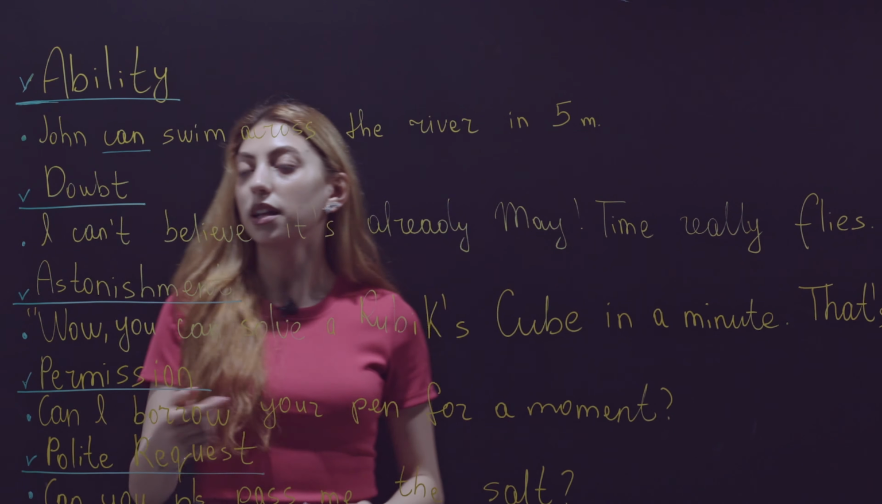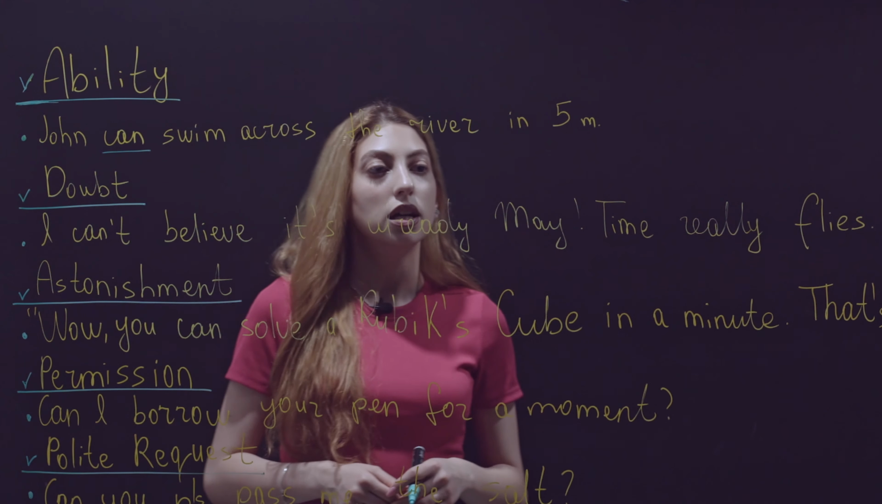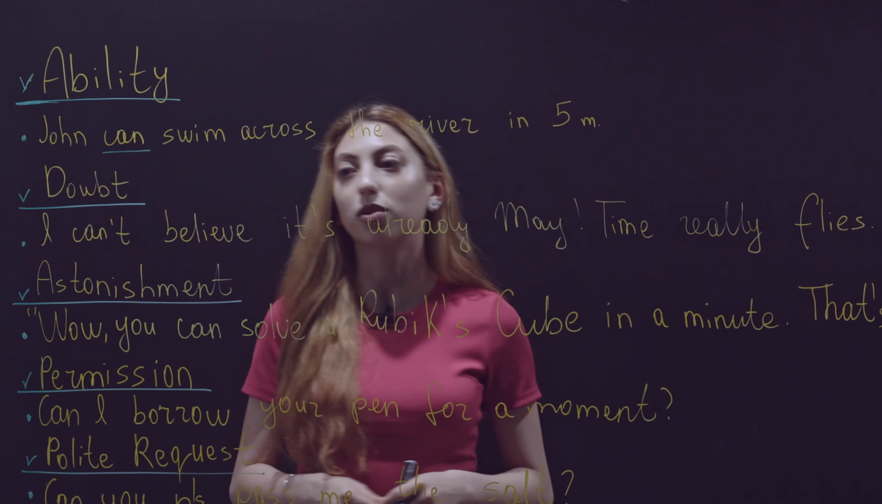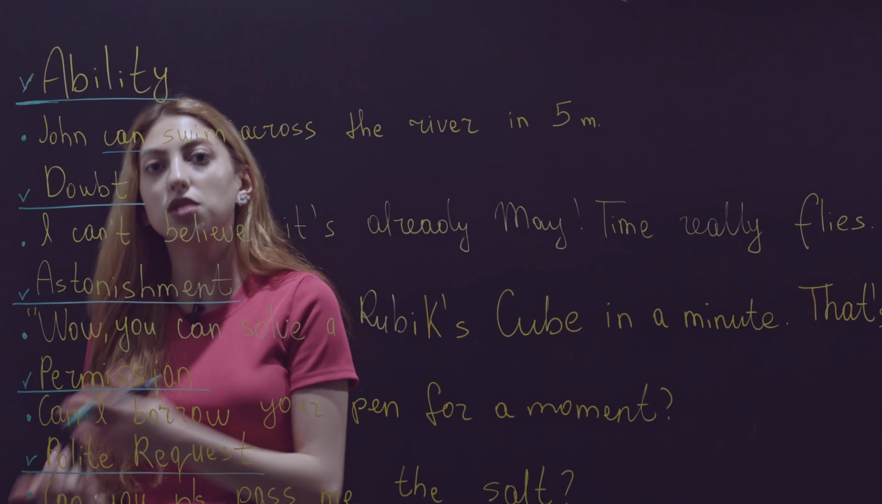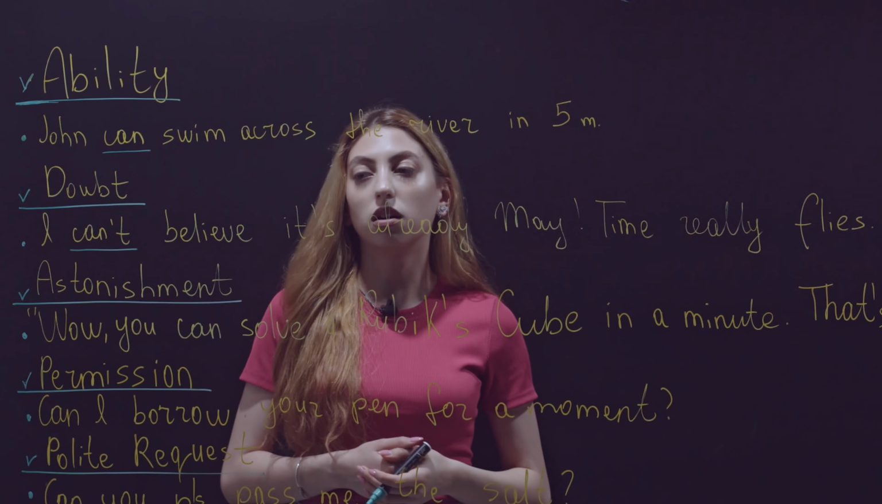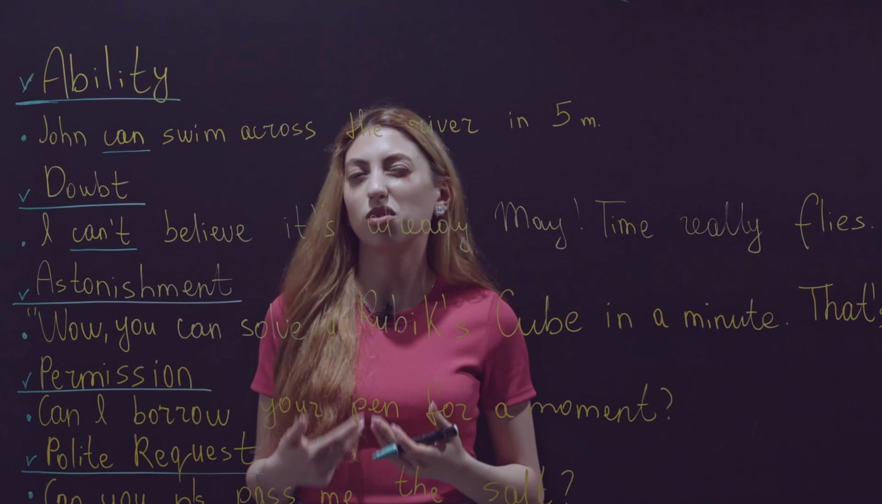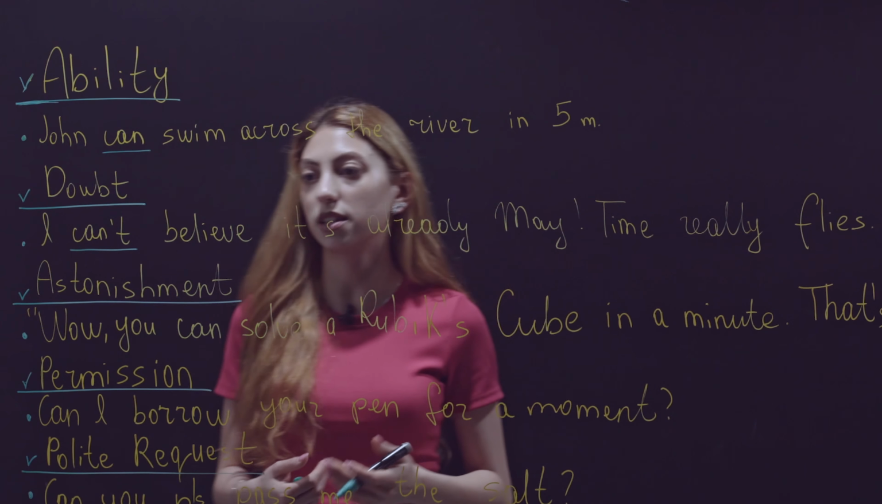Good. Next one, doubt. I can't believe it's already May. Time really flies. So in this case we have cannot, which is a negative form of can. Can't or cannot. Again, it's about doubt. You don't believe, you are not sure, okay? You are hesitating, let's say.